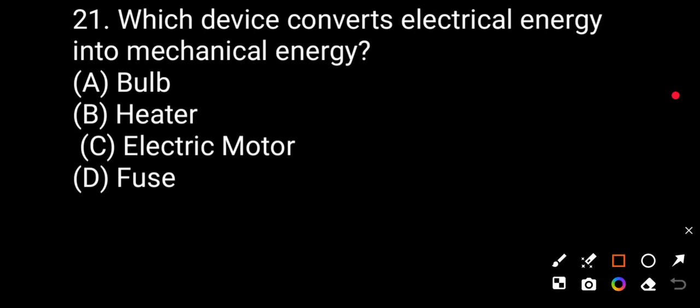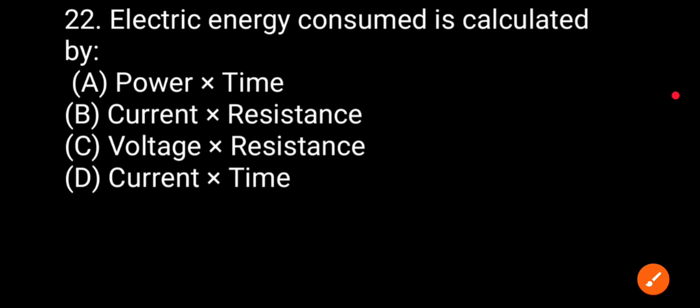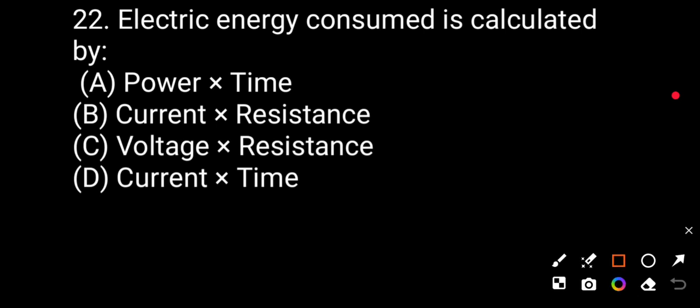Question number 21. Which device converts electric energy into mechanical energy? Bulb, heater, electric motor, fuse. The device that converts electric energy into mechanical energy is known as the electric motor. Option C is correct. Question number 22. Electric energy consumed is calculated by power into time, current into resistance, voltage into resistance, current into time. The correct answer will be power into time.